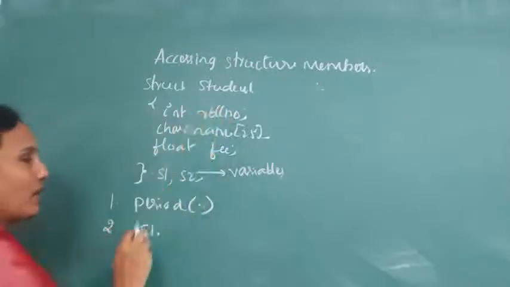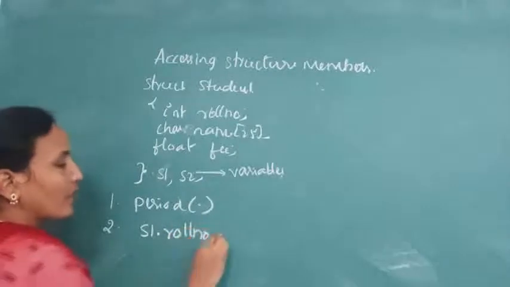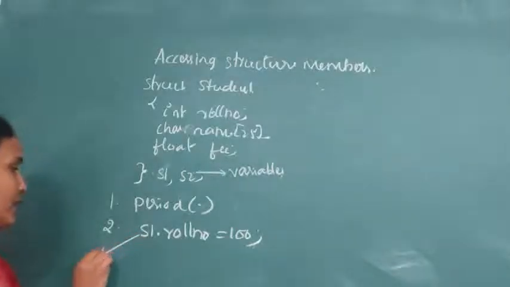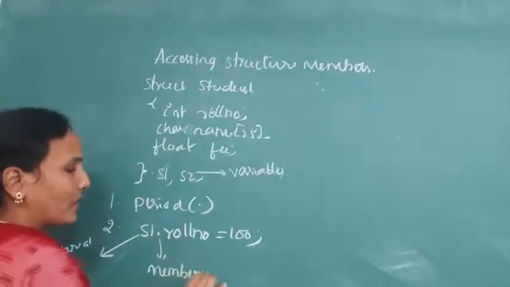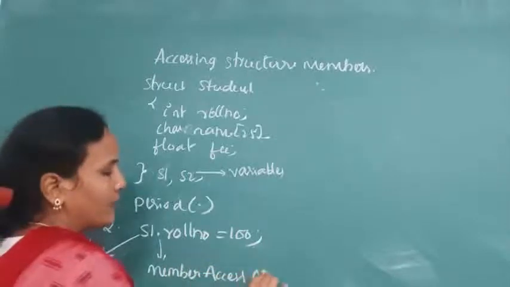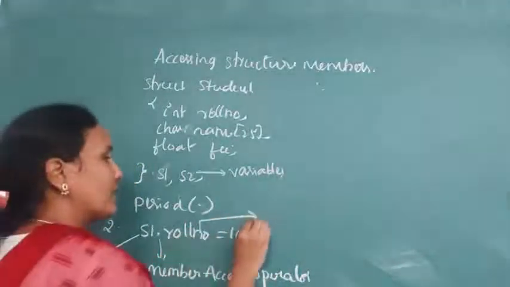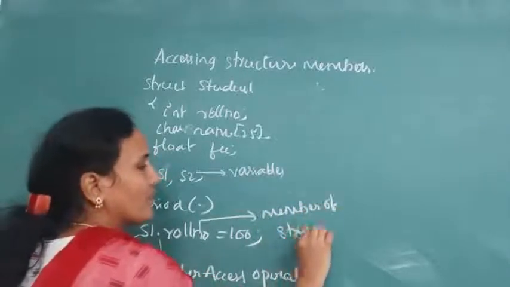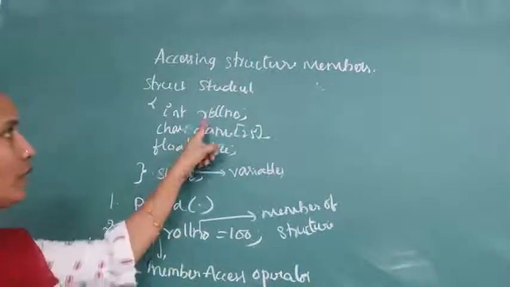I want to assign student 1 a record. I want to create a student 1 record. S1, what is the first one? Roll number equals to, example. So here S1 is a variable and the dot is a member access operator, and this is a member of the structure. Okay, dot roll number, roll number is a member of the structure.